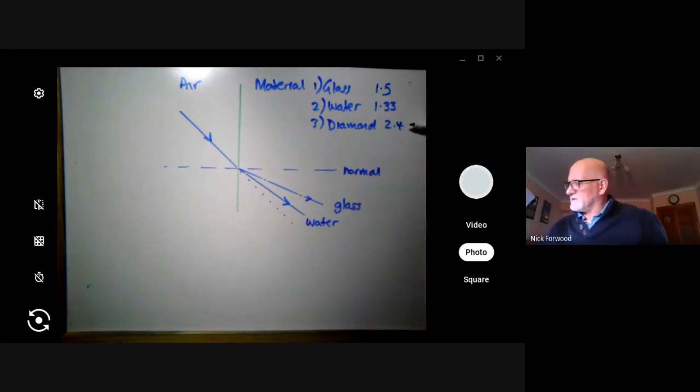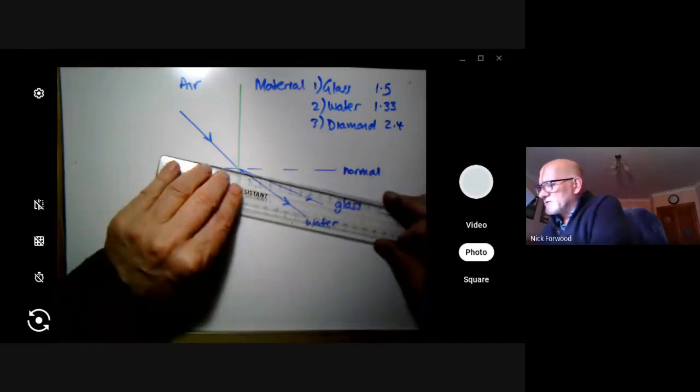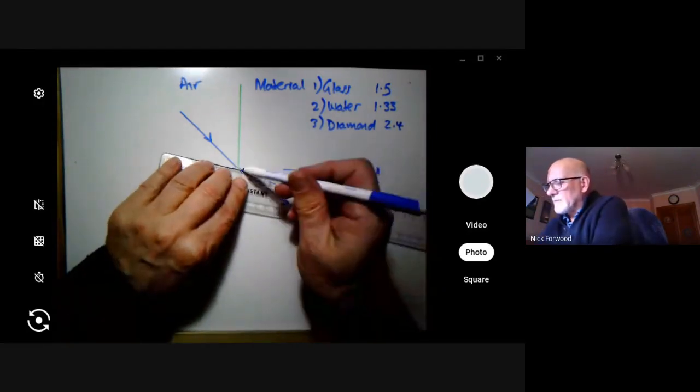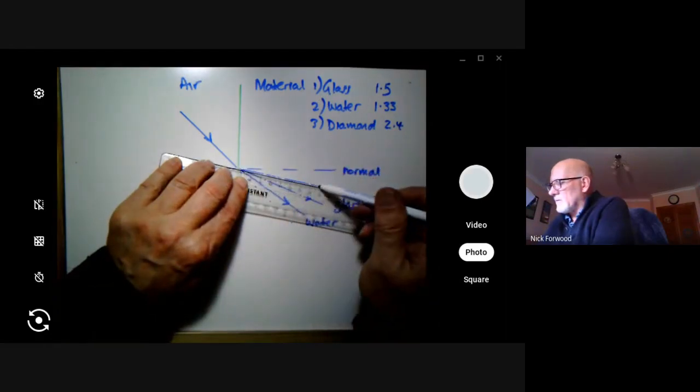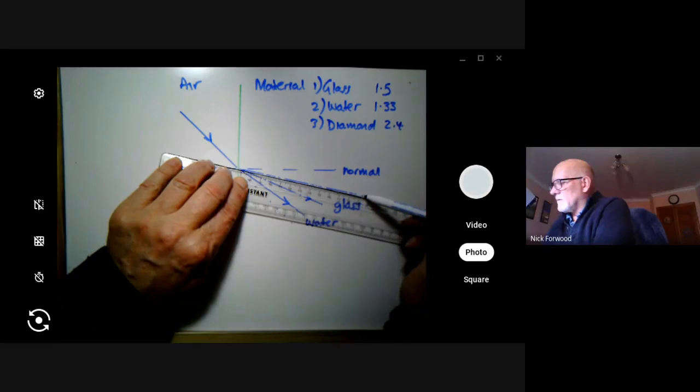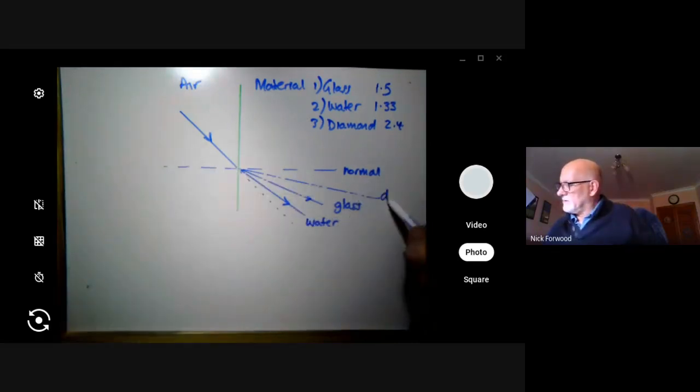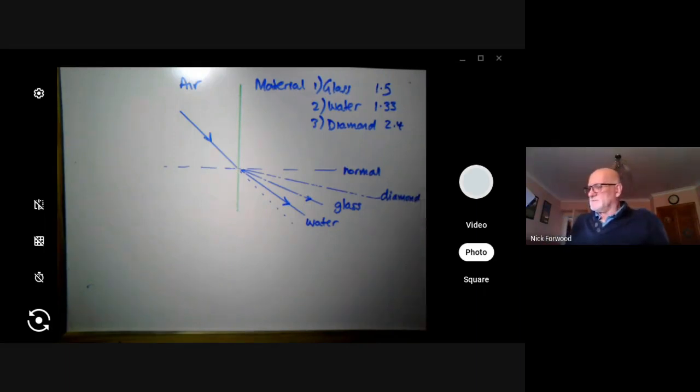And the refractive index, the reduction factor, for diamond is big. That means that the light slows down a huge amount and it changes direction the most. And that would be diamond, like that. Now I want to introduce some analogy so you know which way and what's happening and why.